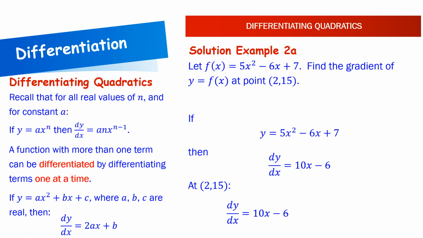Now at (2, 15), dy/dx equals 10 times x minus 6. And here we have x equals 2. This, of course, gives us 10 times 2 minus 6, which is equal to 14.